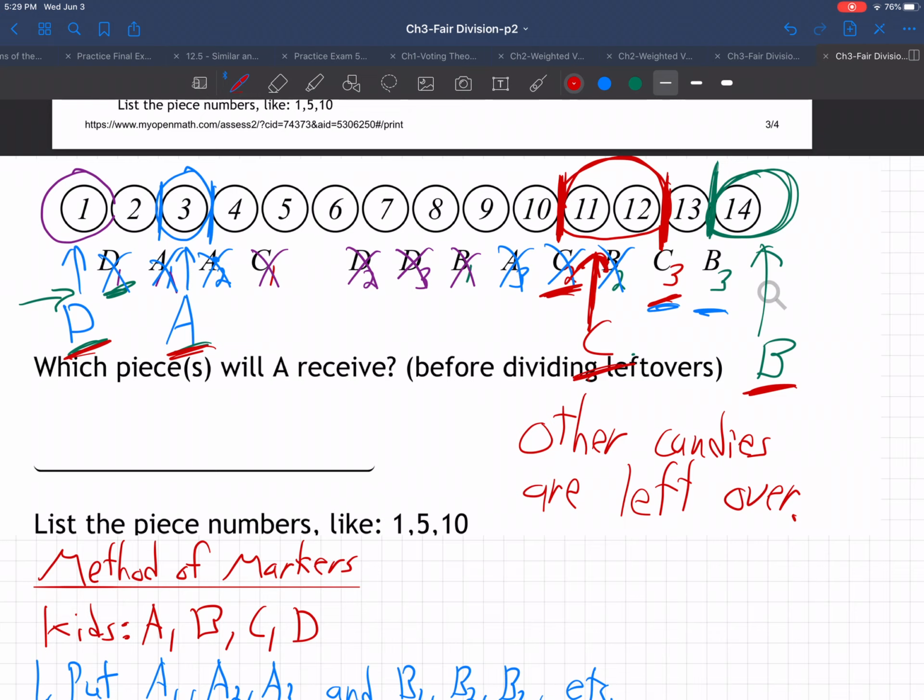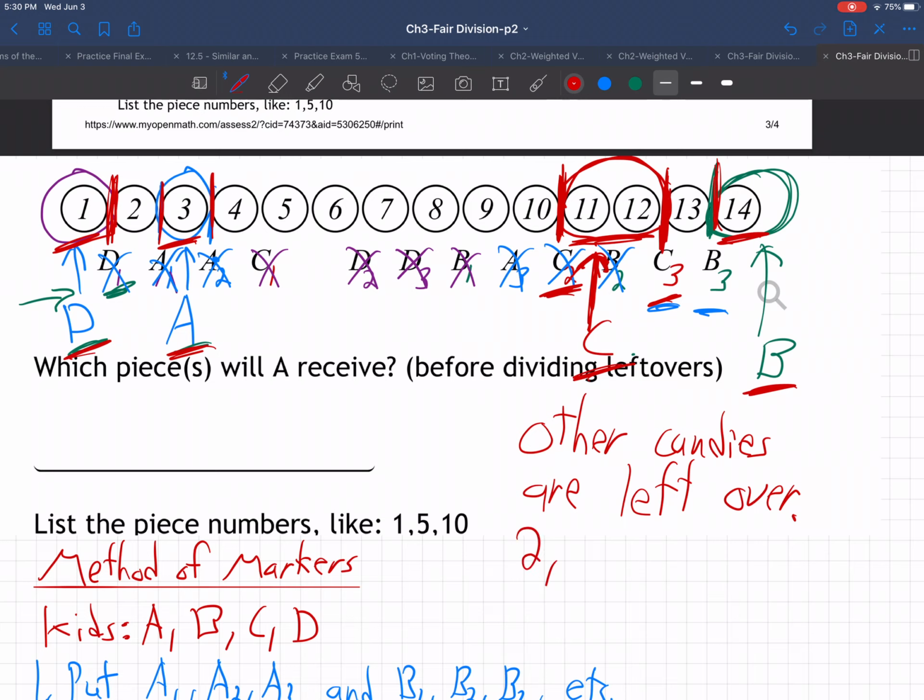Now you might say, well, this is a terrible method. No, notice every one of the children got one of the sections that they marked out. They were free to put those markers wherever they wanted and say what they thought were 4 equal sections. D put a marker right here, saying I would be happy with just candy 1. He got it. A put markers here and here, saying I'd be happy with just candy 3. He got it. C put a marker here and there, saying I'd be happy with candies 11 and 12. He got it. And B put a marker here, saying I'd be happy with just candy 14. He got it. So everybody got one of the sections they marked out, and there's a whole bunch left.